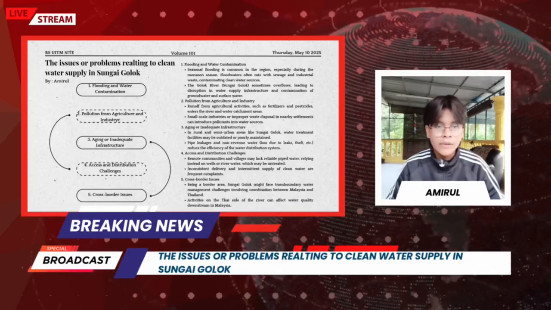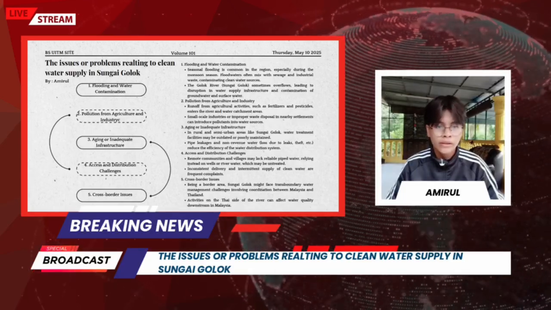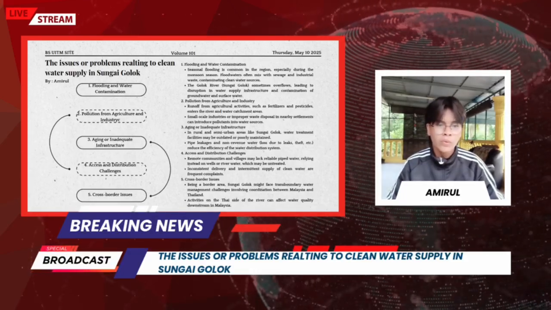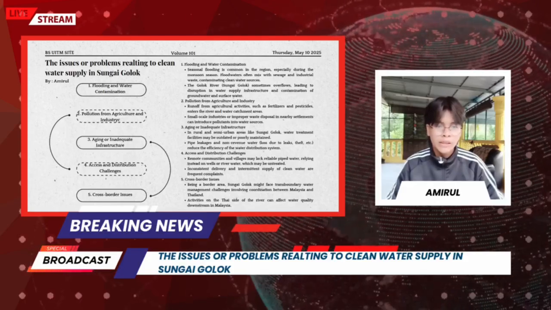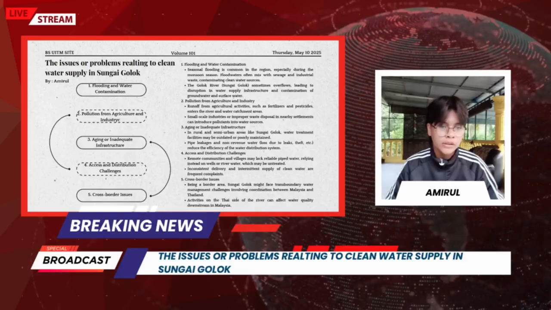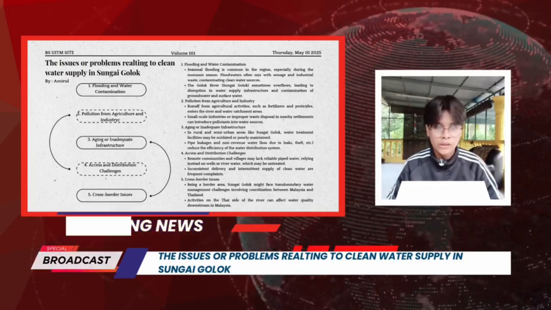Third, aging or inadequate infrastructure. In rural and semi-urban areas like Sungai Golok, water treatment facilities may be outdated or poorly maintained. There is also pipe leakage and non-revenue water loss due to leaks and theft. This reduces the efficiency of the water distribution system.